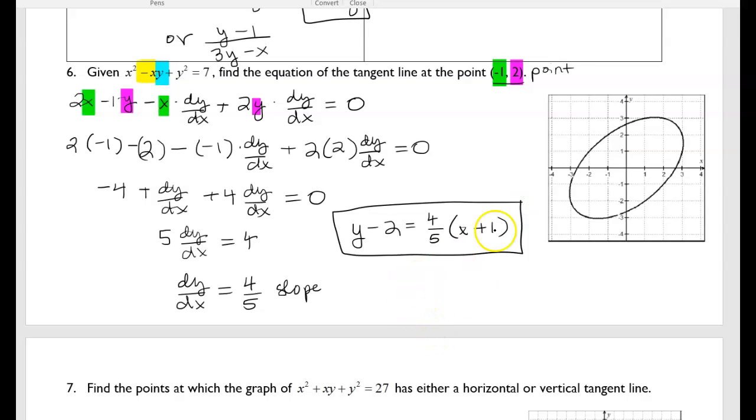And we can take a look at the graph here. We see the point -1, 2. It should make sense if we draw our tangent line. I'm just sketching it there, it's not perfect. It seems like it could have a slope of 4/5, like a little bit less than 1 when we look at it.